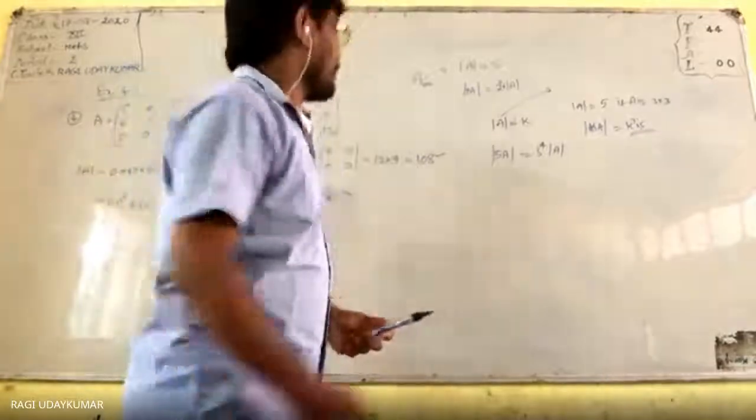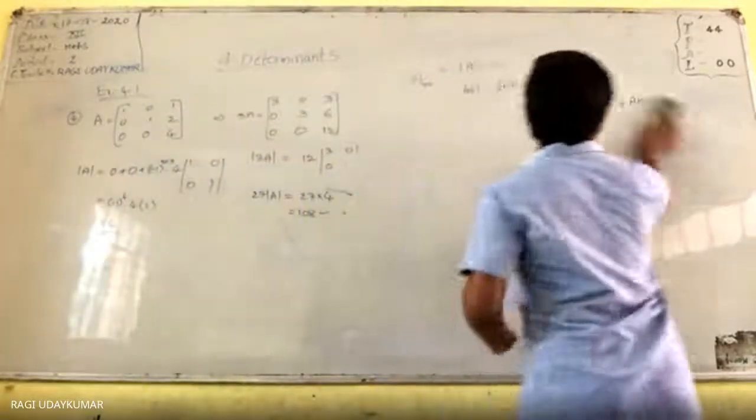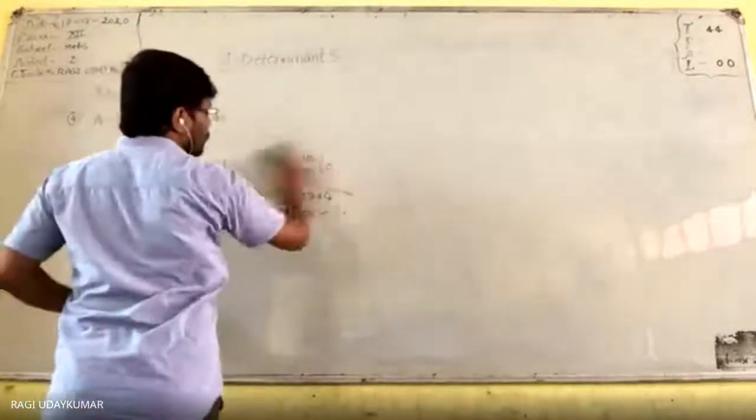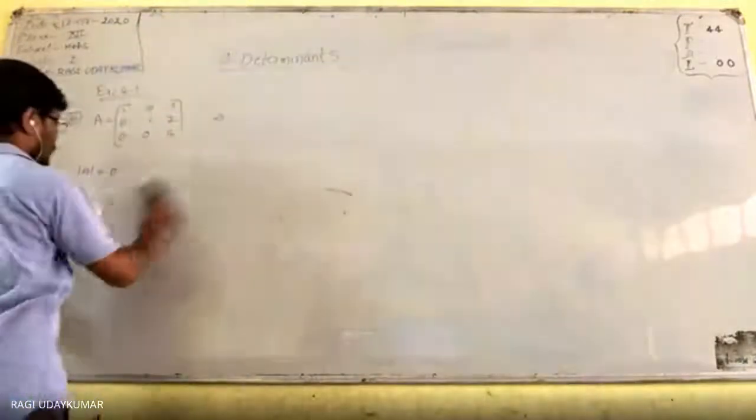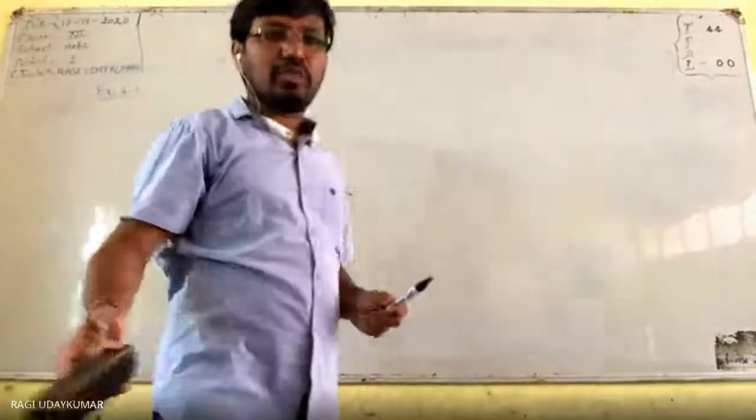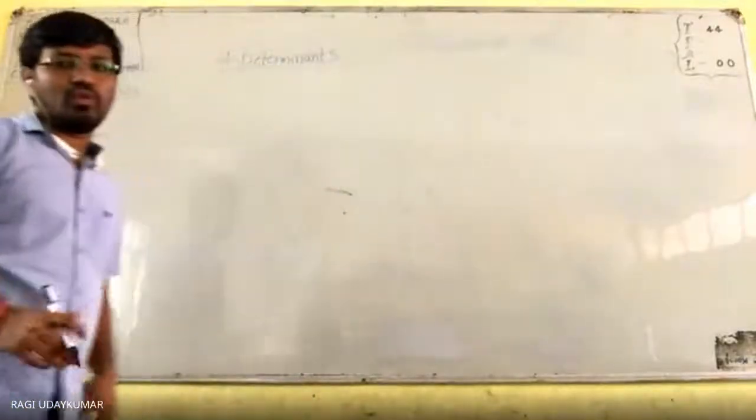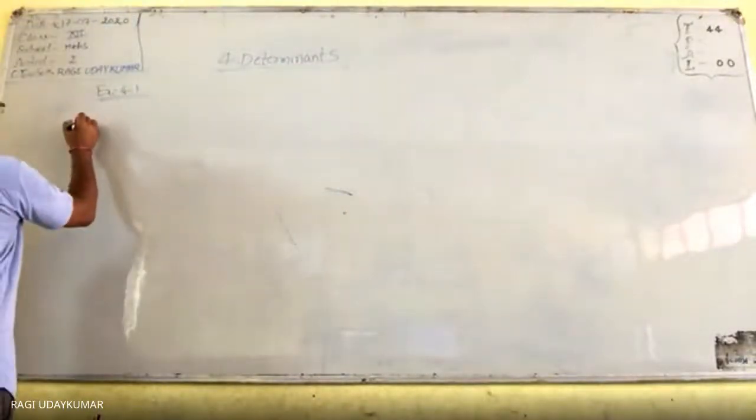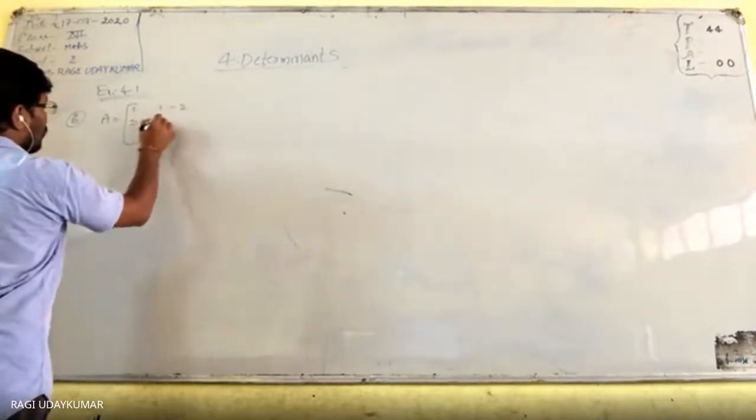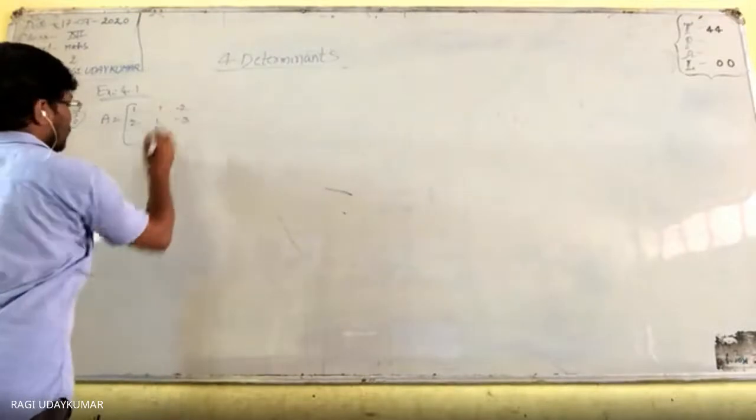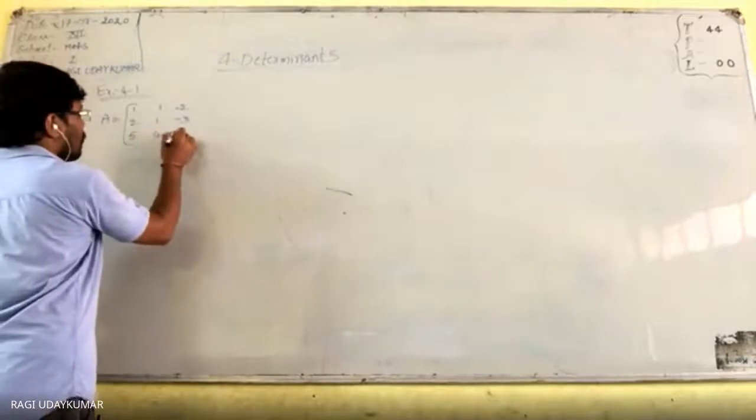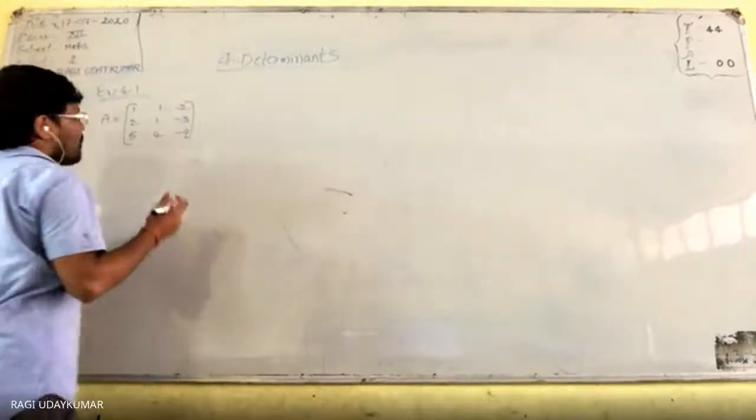Let us go for one more problem based on a 3 by 3 matrix. Sixth problem: take the determinant of the matrix with rows 1, 1, minus 2; 2, 1, minus 3; 5, 4, minus 9. Now here there are no zeros.